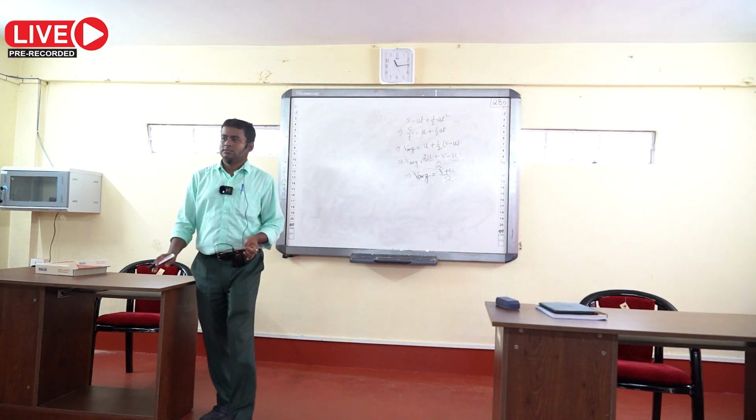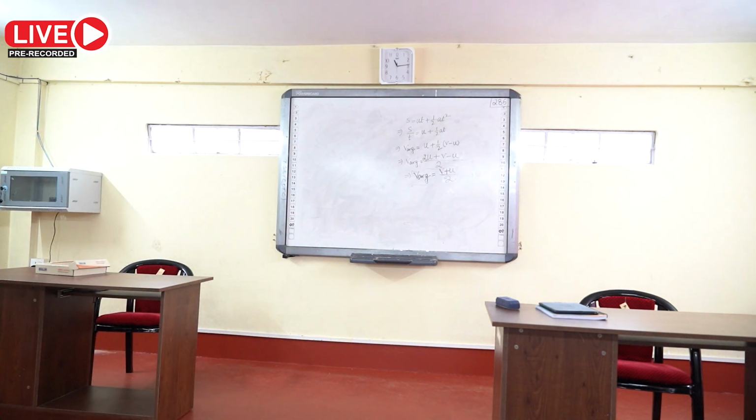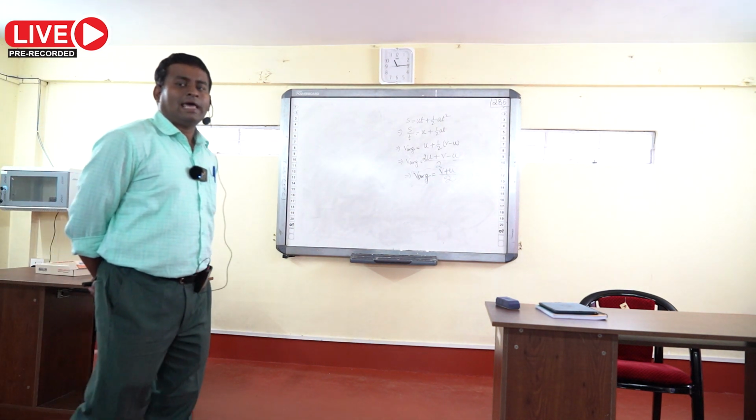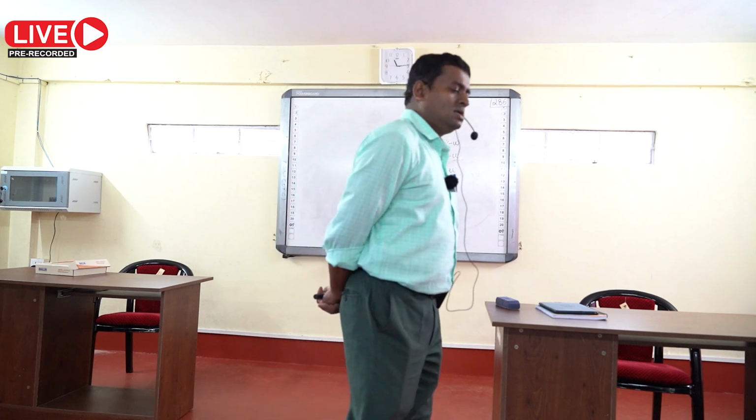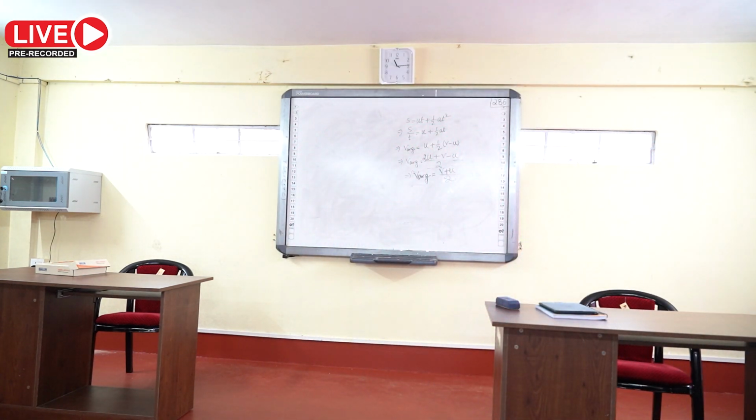A car is moving with a velocity 72 kilometer per hour along a straight road.